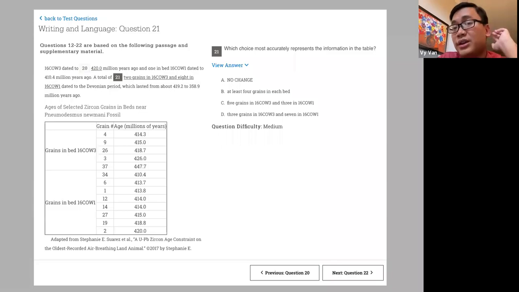So this one is another chart and data question. Again, this is like a math question. You just have to read the table, match and compare. So number 21, a total of 2 grains. Okay, we're not gonna read that. So see what it talked about. A total of something dated to the Devonian period, which lasted from 419.2 to 358.9 million years. Now we just have to see which one is within this range.